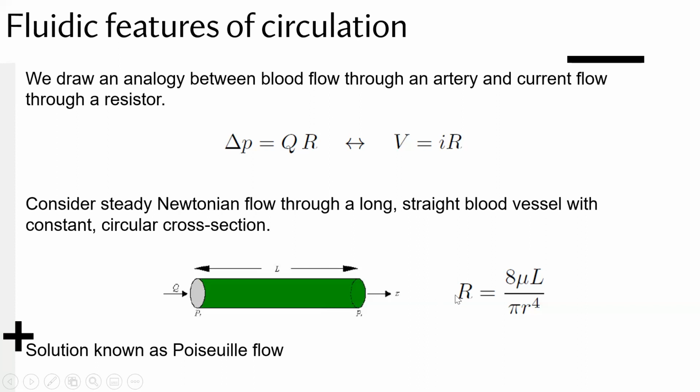And again, based on Poiseuille's law, Poiseuille's flow model, we know that resistance is the product of viscosity and the channel length, divided by the fourth power of the radius. Now, what this means is that, for instance, if I increase the length of my blood vessel, the resistance is going to go up. That makes sense, right?